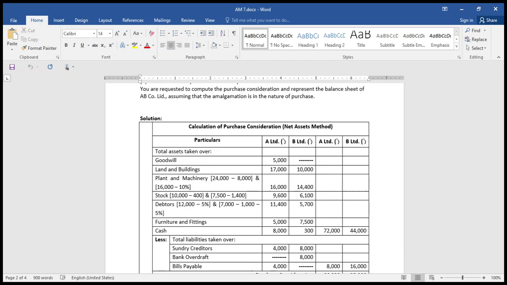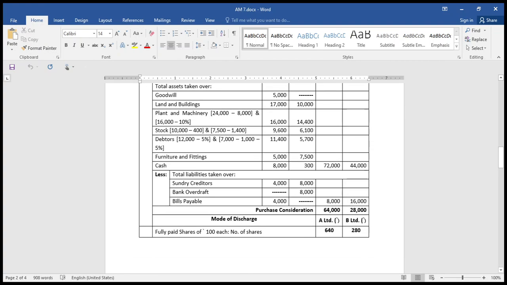Furniture and fittings, no changes, 5,000 and 7,500. Cash balance, it will be taken as it is, 8,300. So total assets will be 72,000 and 44,000. Next, total liabilities taken over. Sundry creditors of A Limited 4,000 and B Limited 8,000. Bank overdraft, we have only B Limited, bank overdraft 8,000. Bills payable of A Limited only 4,000. So total of liabilities will be 8,000 and 16,000.